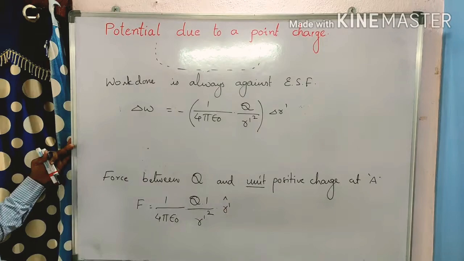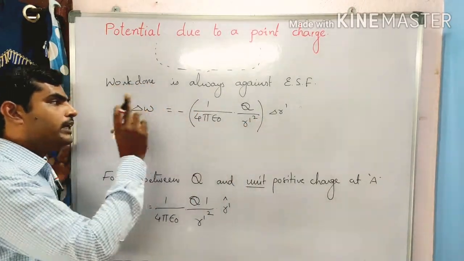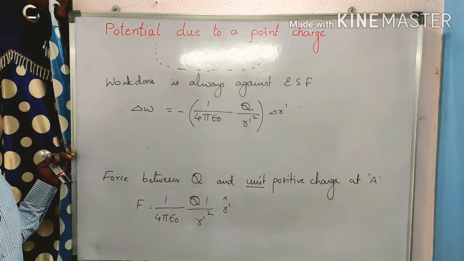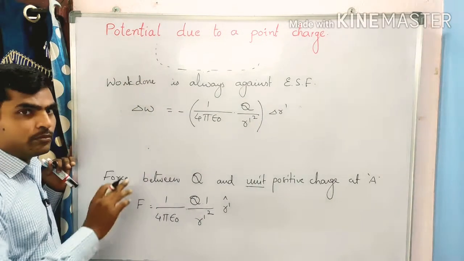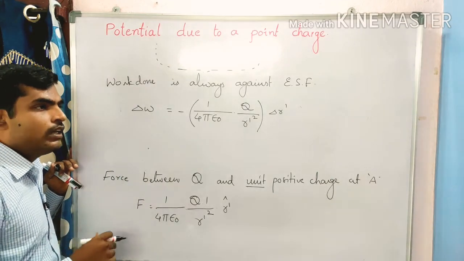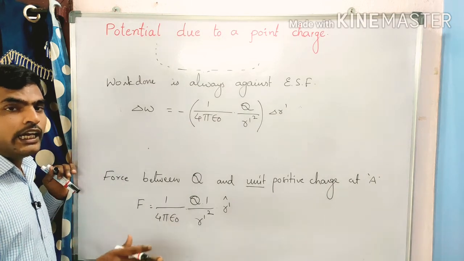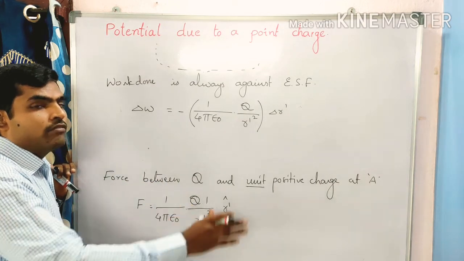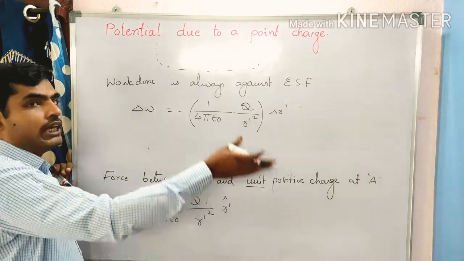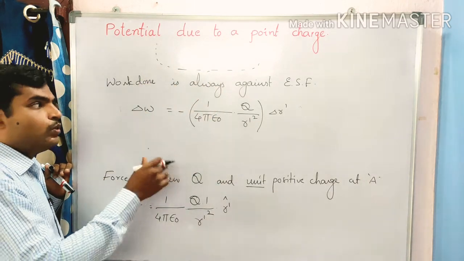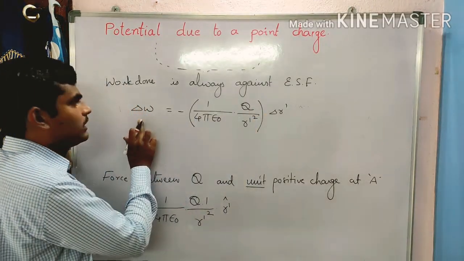How much distance is travelled? Delta R dash, the distance between A and B. This work done is related to the electric potential. Recall the definition: electric potential is the work done in bringing a unit positive charge from infinity to a fixed point. Between, we have taken one intermediate distance, delta R dash.